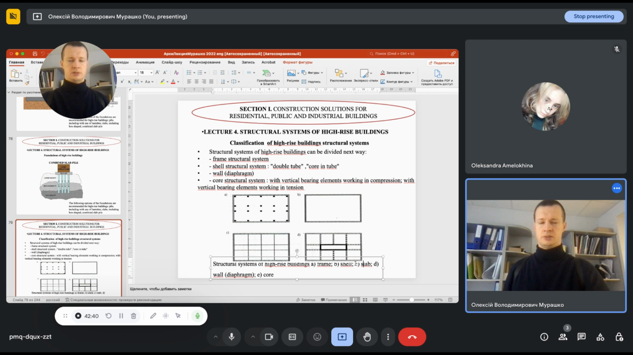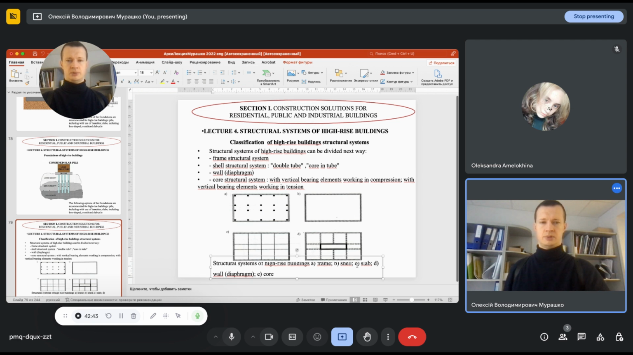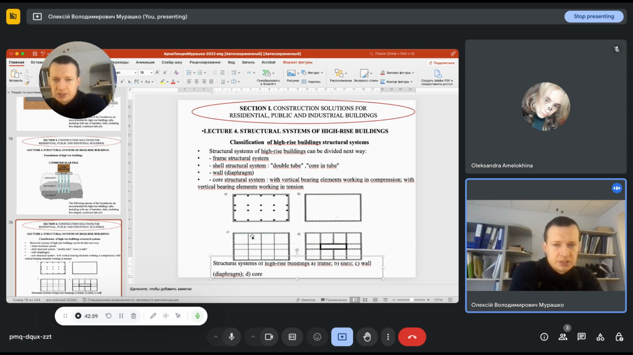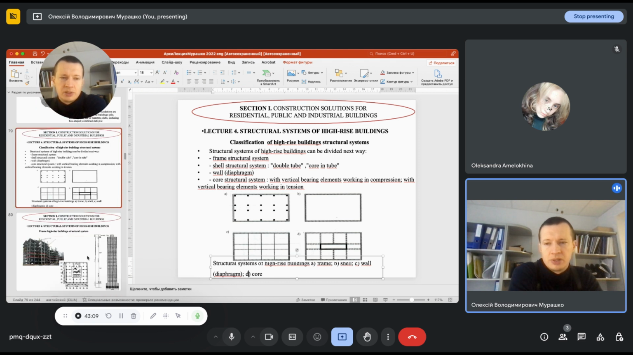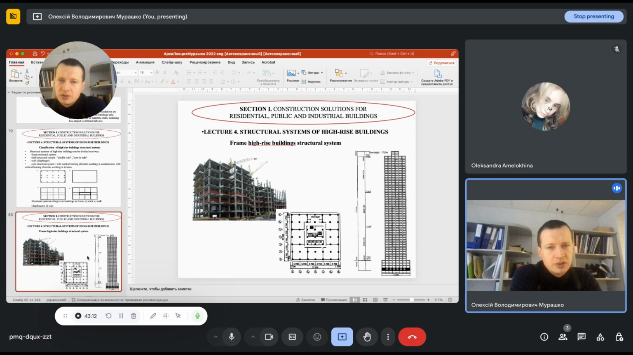Shell, where it's not slab, sorry, it's a mistake. C is a wall diaphragm system, and D is a core system. Here you can see the crosswise arranged walls. You know this system from the regular building, but this type is the core system, and we will discuss it in more detail. For example, we will consider a few buildings with various structural systems and almost similar amounts of floors.